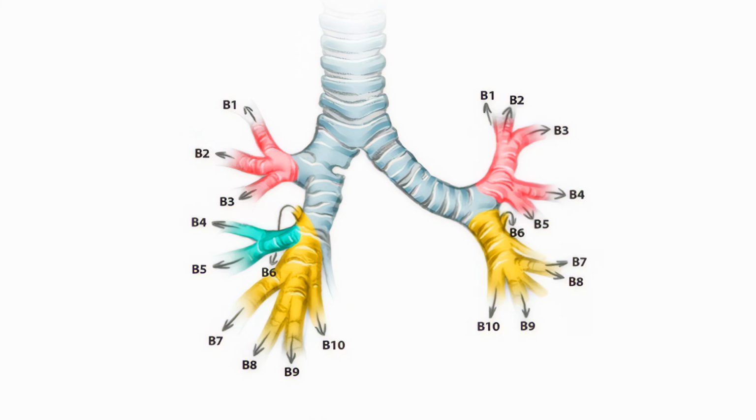Each segment is separated from the others by a layer of connective tissue. So this means that each bronchopulmonary segment is a discrete anatomical and functional unit. And this separation means that a bronchopulmonary segment can be surgically removed without affecting the function of the other segments, which is really great.